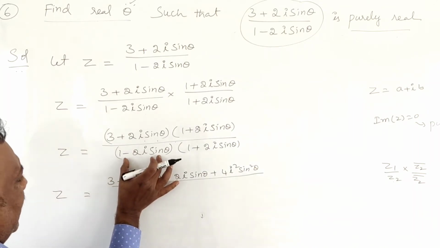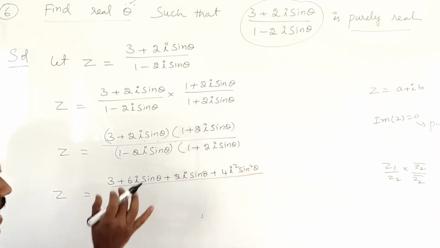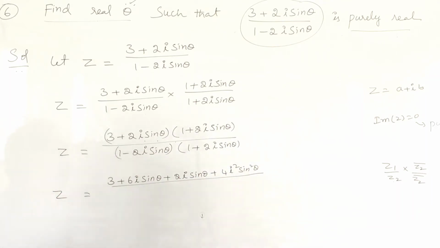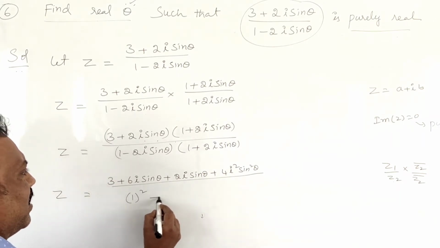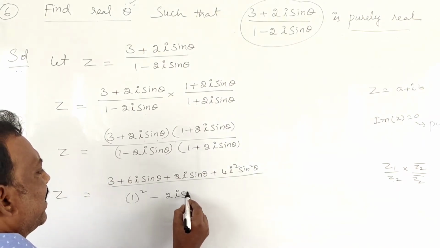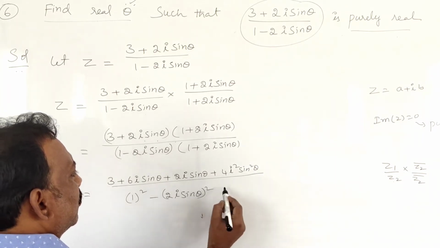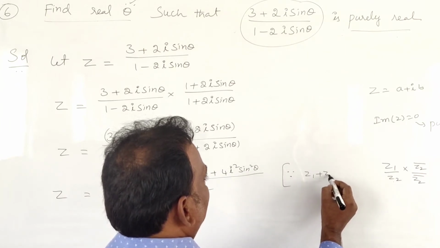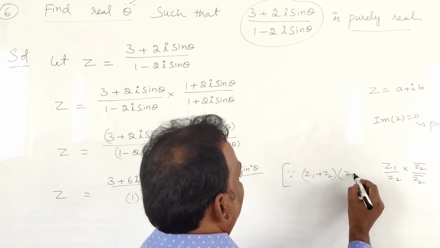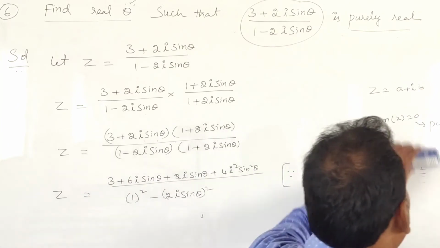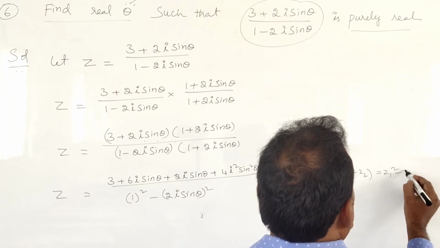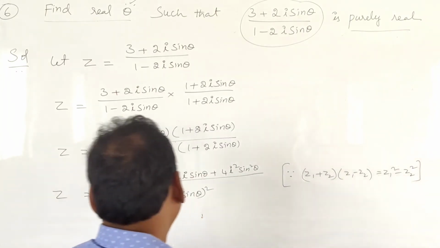Now we have here a minus b into a plus b format, Z1 minus Z2 into Z1 plus Z2. There is a formula: Z1 square plus Z2 square. Z1 square means 1 square, Z2 square means (2i sin theta) whole square. So we can apply the formula here. Z1 plus Z2 into Z1 minus Z2, which is equal to Z1 square minus Z2 square. So you can simplify the problem.